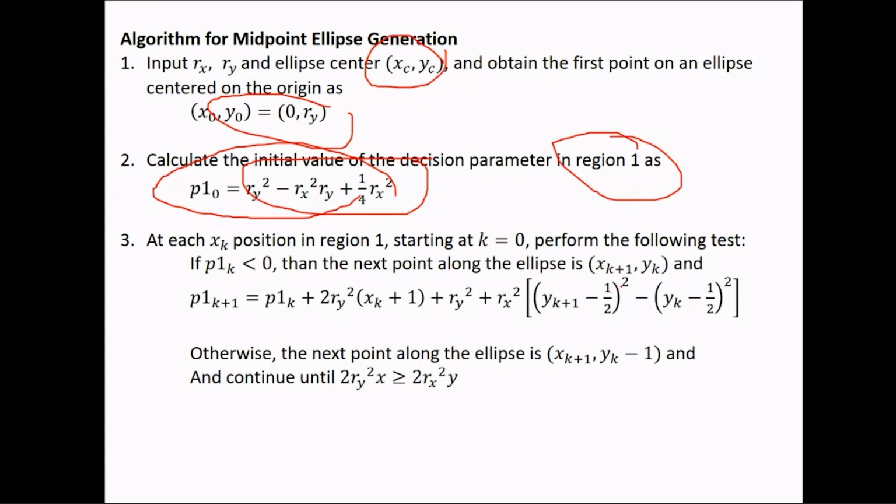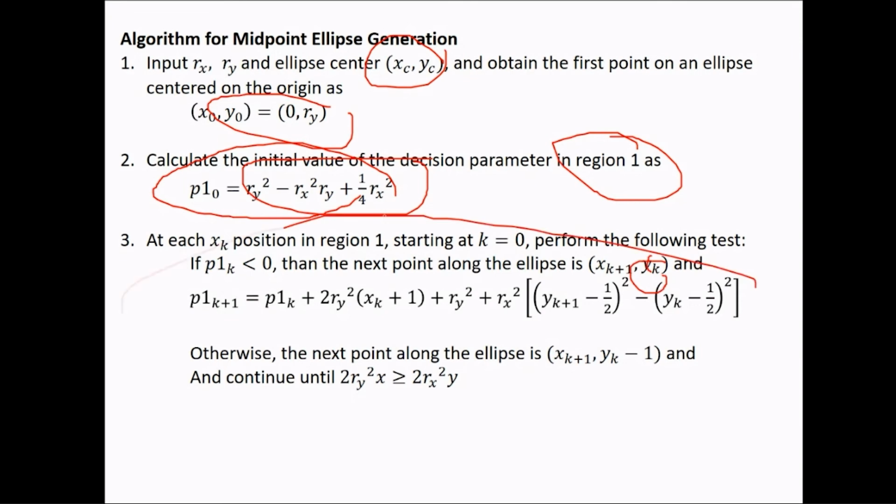One thing you have to keep in mind is that you will get the same thing if it is less than 0. And what if you are not getting this? The next point along the ellipse is xk plus 1 and yk minus 1. But if you are getting a value less than 0, then you have to increment x and keep y as it is.